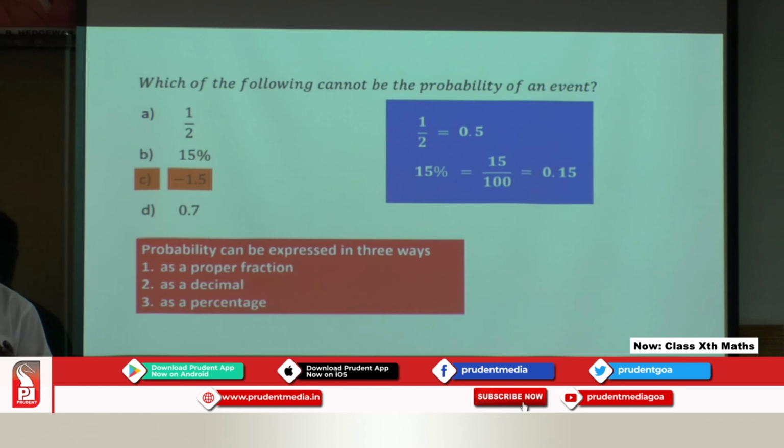And this leads us to the statement, probability can be expressed in 3 ways. 1, as a proper fraction. 2, as a decimal. 3, as a percentage.